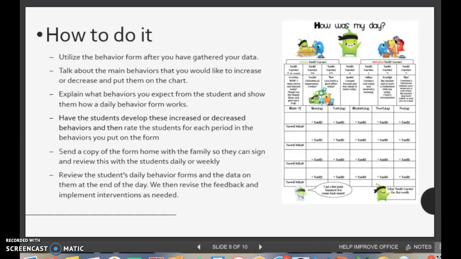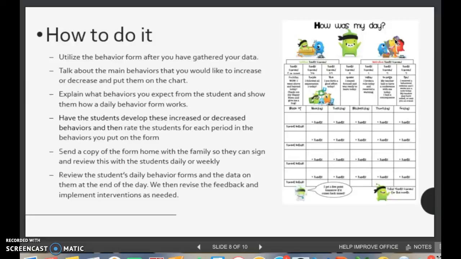How to do it: you utilize the behavior form after the data is gathered. So when you gather data and figure out what behaviors you want to increase or decrease, you just utilize the form and record what behavior was shown today, what was shown or what's going to be shown tomorrow, how many times this behavior was shown, if that's a behavior you want to increase or decrease. Explain what you expect from the students. I mean, that's super important. You have to have clear expectations.